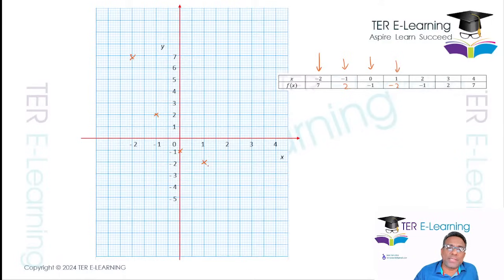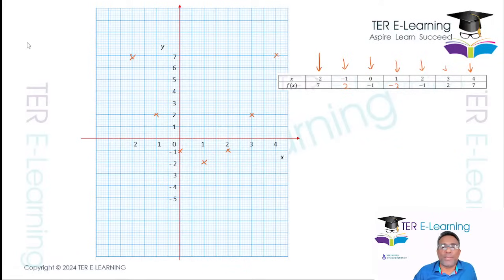That's here. Next point is 2, minus 1, which is here. Next one is 3, 2, so that's up here. And then the last one is 4, 7. That's up here.